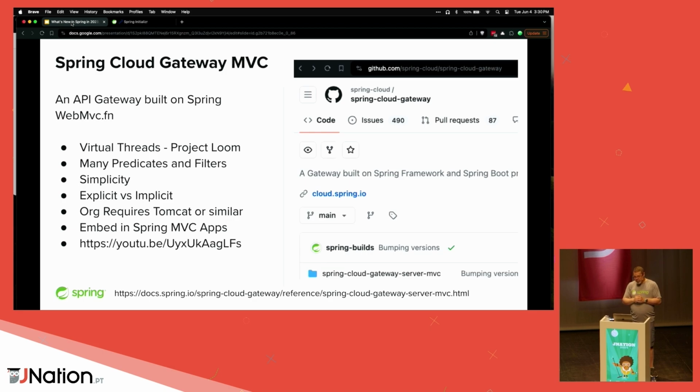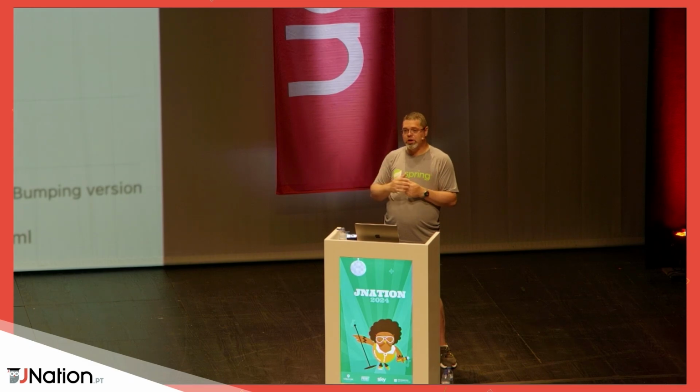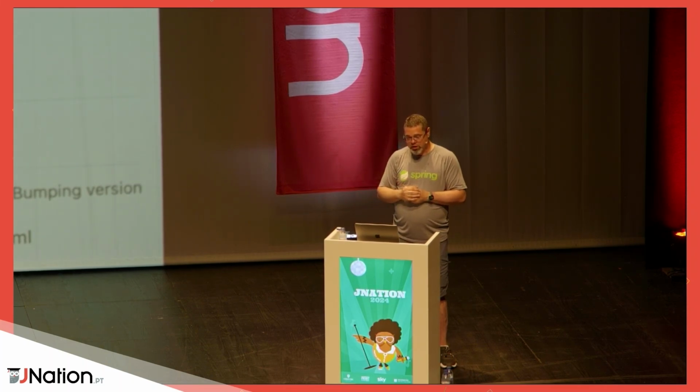So it's built with webmvc.fn, so the Java DSL is provided by Spring Framework, where in the Reactor version we use a custom DSL. I wanted it to be simple, as opposed to the complexity in the Reactor version. Sometimes it's an organizational requirement that some organizations don't want to run Reactor, or they only want to run Tomcat or something like that, and Spring Cloud Gateway only ran on Reactor Netty. And you can now embed this in an existing Spring MVC application.